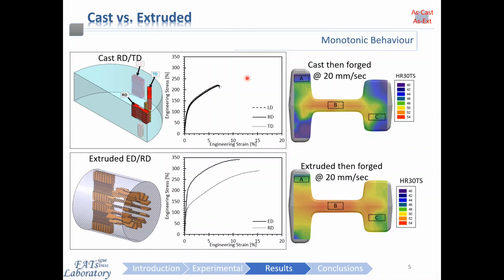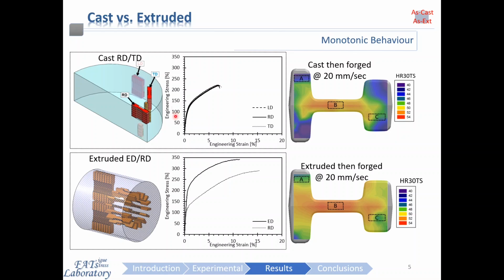Firstly, the obvious comparison of what is the difference between starting the forging process development with a cast or extruded material. On the left, you can see the monotonic tensile response of the as cast and the as extruded material. AZ80 is the magnesium alloy here, in all the different material directions.